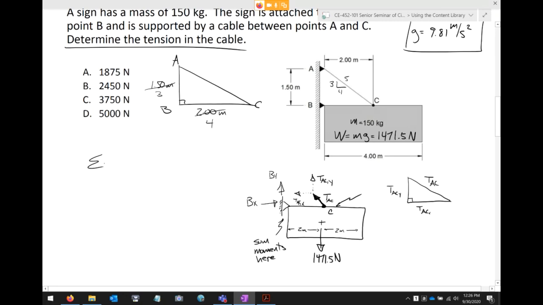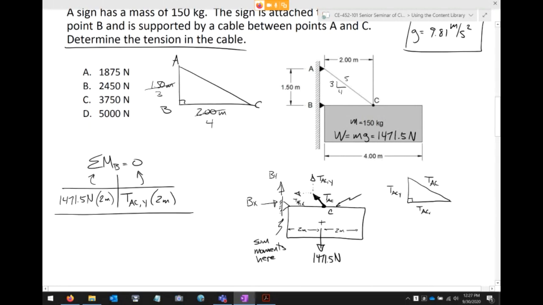So if I sum moments at B, all right, if I sum moments at B, what do I have? I don't have to consider BX, don't have to consider BY. I do have the 1471.5 newtons at 2 meters. And that's got to be resisted by, okay, the ACX is going to go right through B, but the ACY is going to be resisting, but it's also going to be 2 meters. Well, gosh, that makes that pretty easy. I mean, a pile of junk times 2 equals a pile of junk times 2. Those two piles of junk are equal.